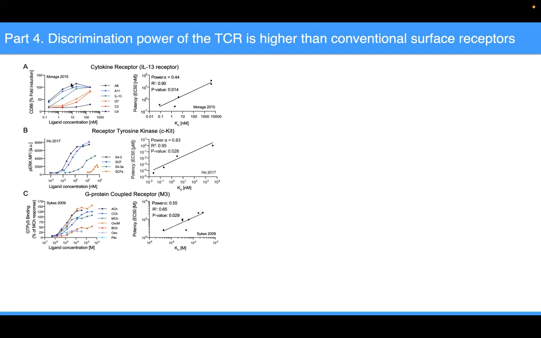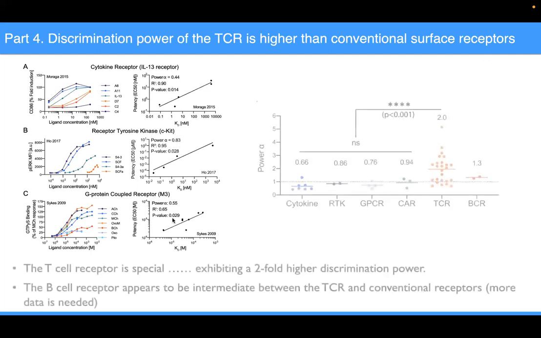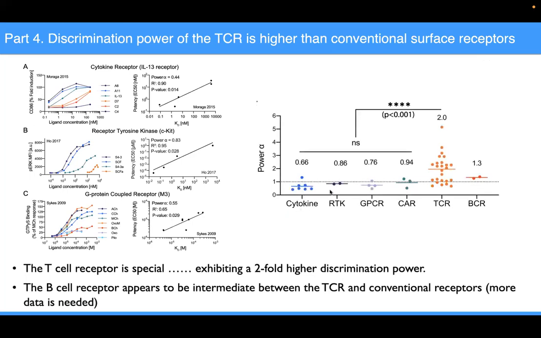So we found studies that did that, and then we made these potency over affinity plots and looked at their slopes, or the power. What we found was that the slope was always at or below 1 for these other receptors. That's summarized here. Cytokine receptors, receptor tyrosine kinases, and G protein coupled receptors all had discrimination powers at or below 1. As a group, they were significantly lower than the discriminatory power of the T-cell receptor. This made us breathe a sigh of relief that the T-cell receptor is indeed very special, and it has a discriminatory power that appears to be at least 2-fold higher than other receptors.